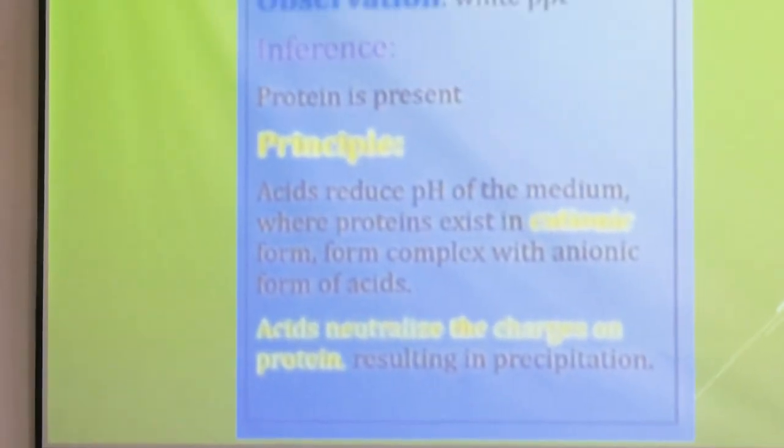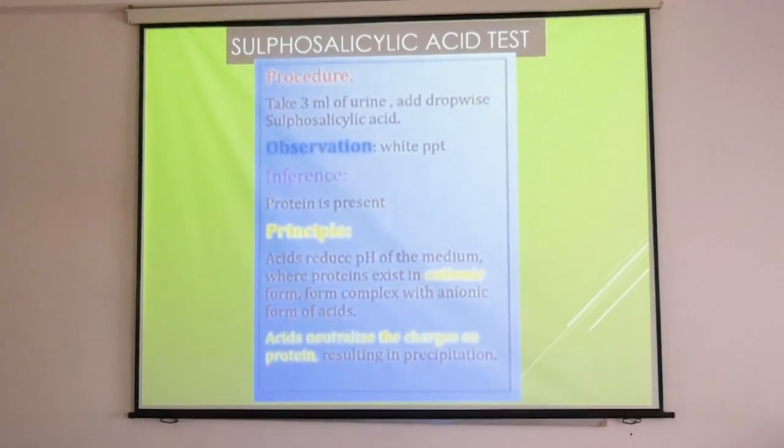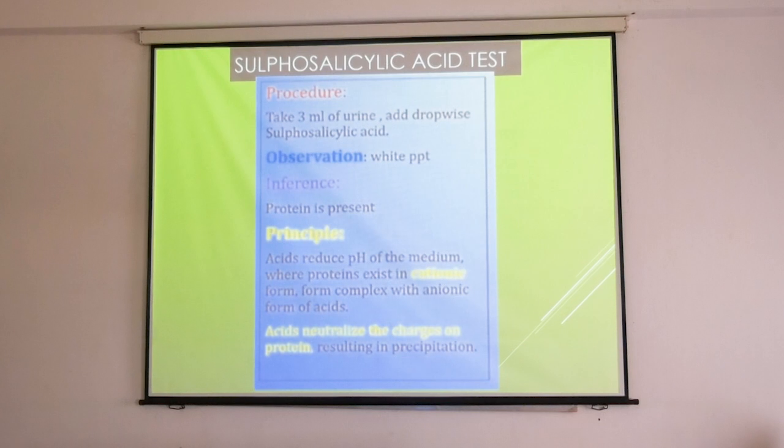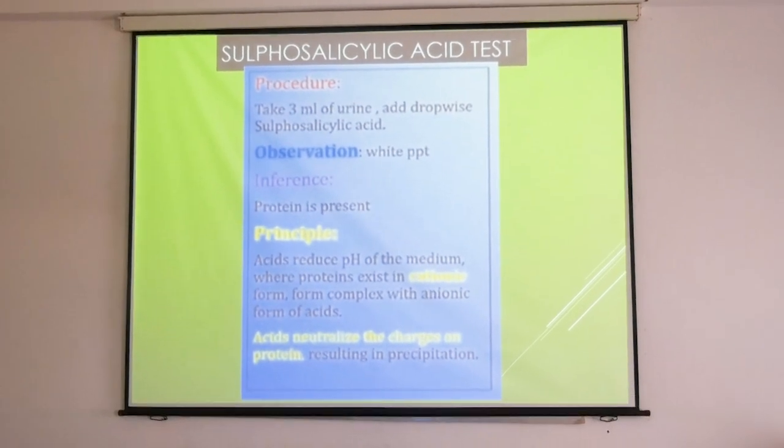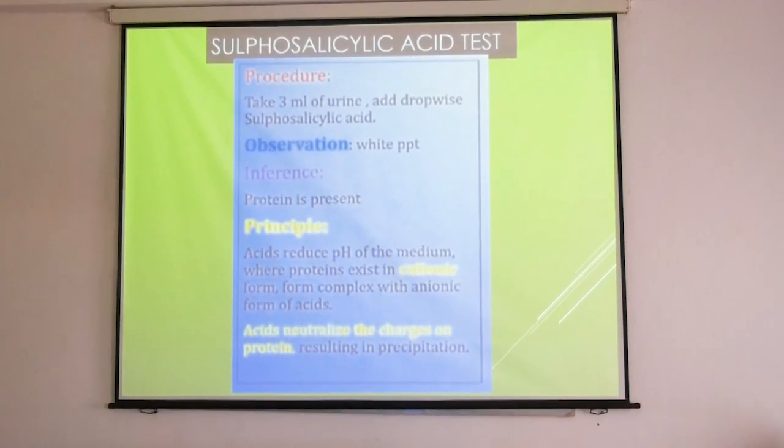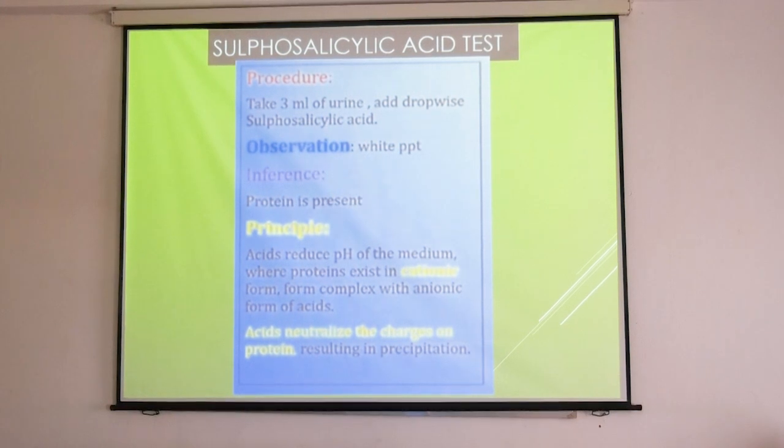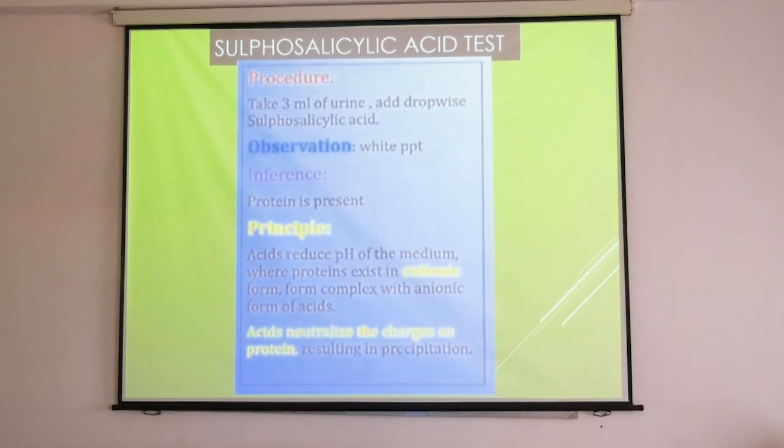So this is the last test, the sulfosalicylic acid test. In this test, we take the urine and add a few drops of sulfosalicylic acid. There also we will see some precipitate or whitish discoloration.